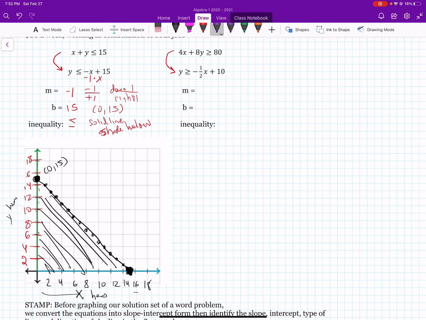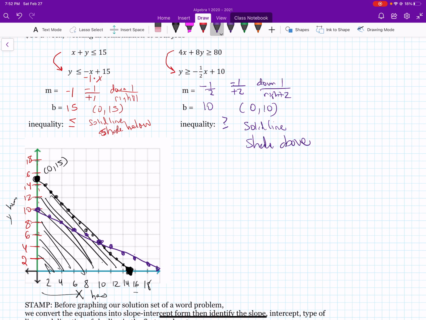All right, now let's go ahead with the next one. Slope -1/2, b 10, inequality greater than or equal to. Meaning we're going to go -1 over +2, down 1, right 2. B is 10, so (0, 10). And we're going to have a solid line, shade above. So (0, 10), down 1, right 2, down 1, right 2, down 1, right 2, down 1, right 2, down 1, right 2, down 1, right 2, down 1, right 2. And draw that line. And shading above.